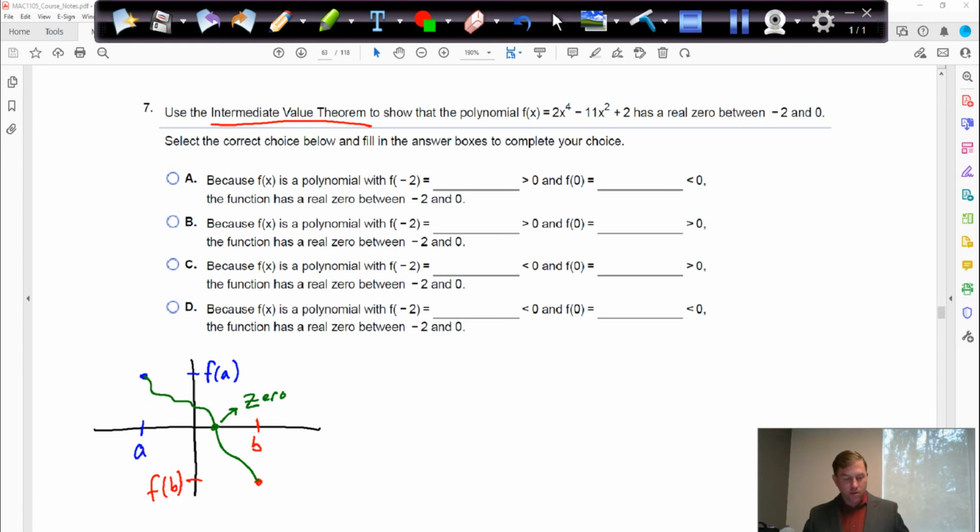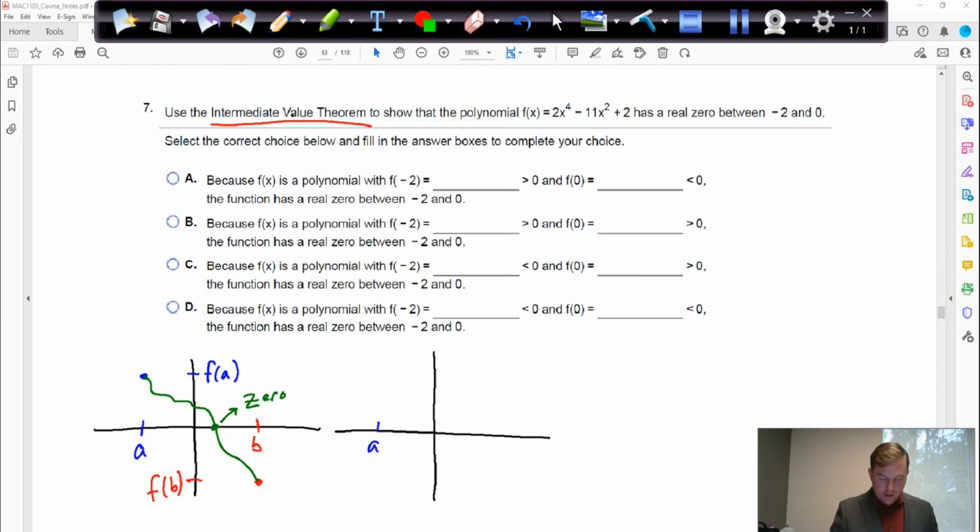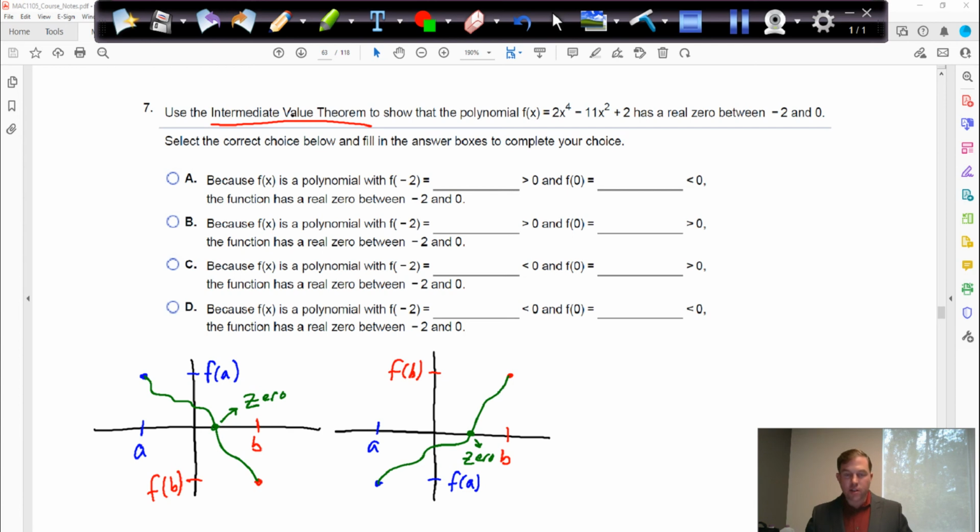And this works if f of A is negative and f of B is positive. I can draw it quick. So what if these are reversed? Let's say I plug in A, and I get f of A down here. So now A gives me a negative number. And let's say I plug in my B, and f of B gives me a positive number. I'm somewhere up here. Then the same idea applies. I can only go from A to B by crossing the x-axis. So there's a 0 there as well. Okay? So that's what the Intermediate Value Theorem states.